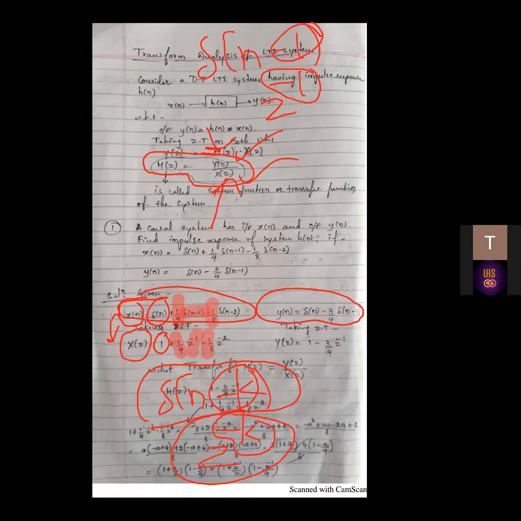Next, delta of n minus 2. So for delta of n minus 2, your z transform will be z raised to minus 2. So this shift will be the power. That's why it is z raised to minus 2. In this way, we will find the z transform of x of n. We got x of z. That is the denominator part we got for this h of z.